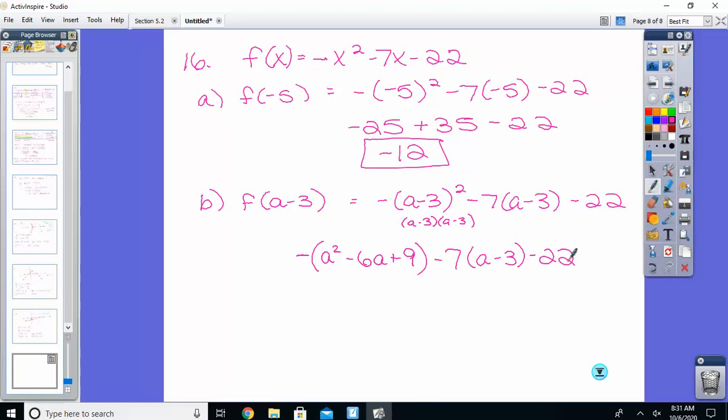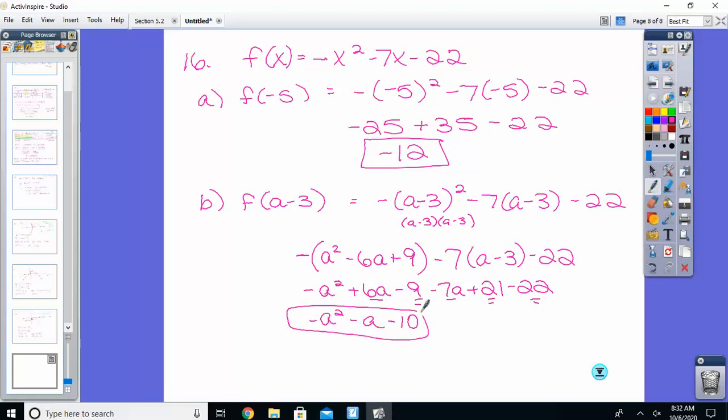So if I distribute my negative, it's negative a squared plus 6a minus 9. Distribute your -7. Then add like terms. So 6a and -7a is a -a. -9, +21, and -22 gives you -10.